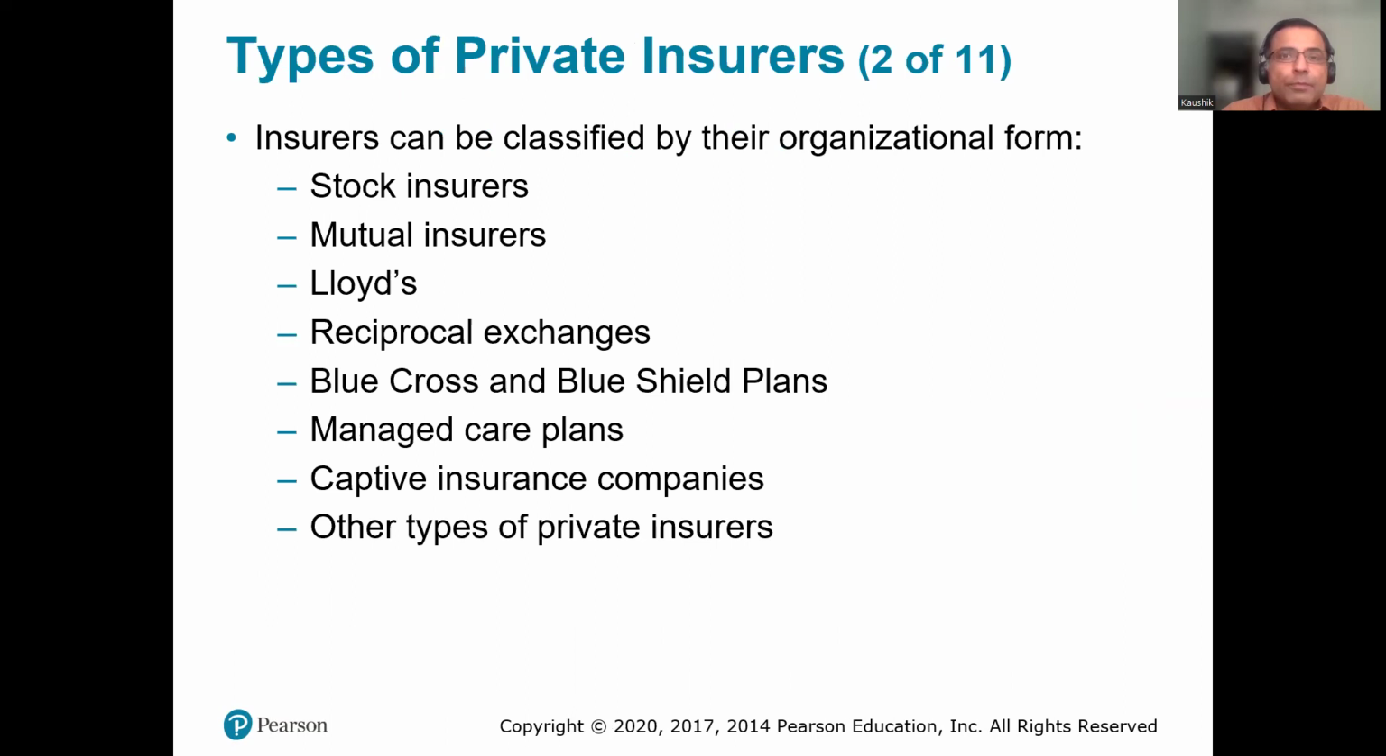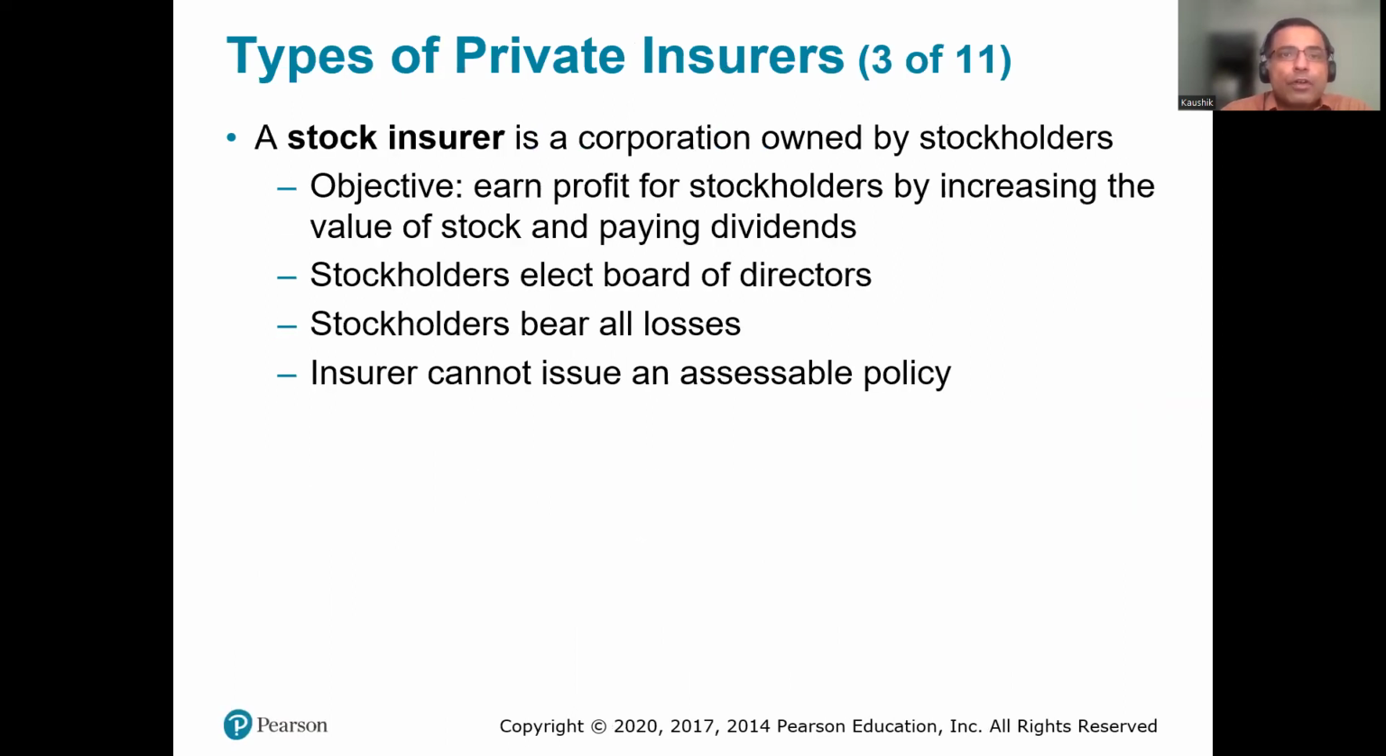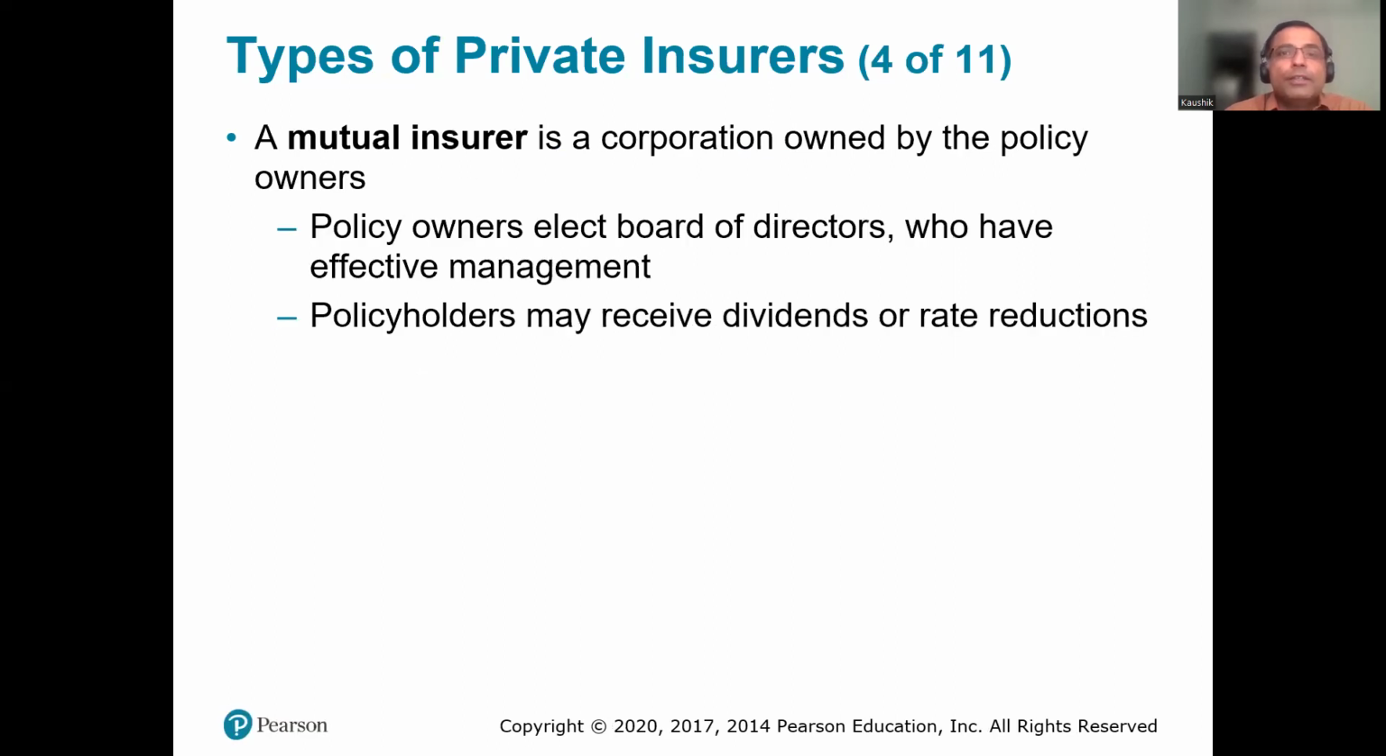So there are different types of private insurers. We will discuss each of them in detail subsequently. The first is stock insurance. In this case, the insurance company is owned by stockholders, and the objective is to earn profits and reward stockholders. The other major type of private insurer is a mutual insurer. In this case, the company is owned by the customers or the policyholders. We don't have a separate class of shareholders.